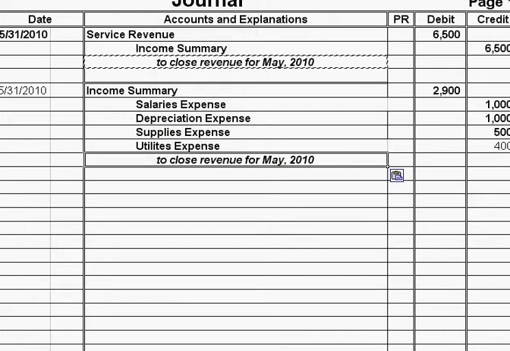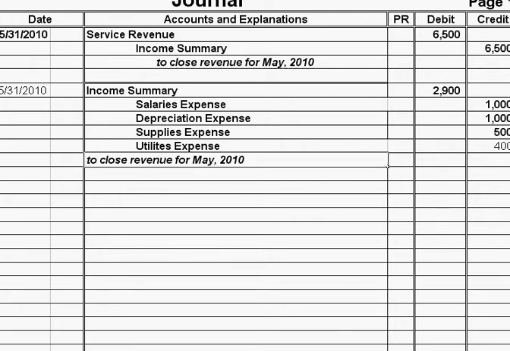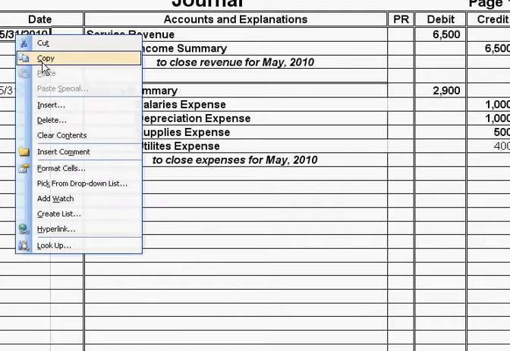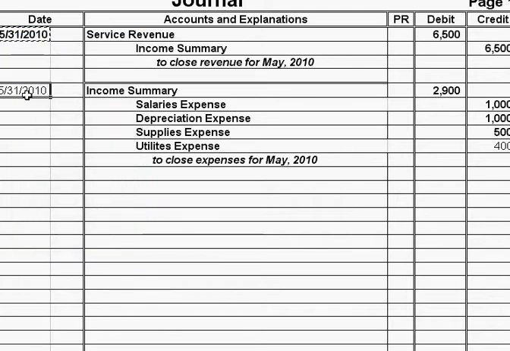Close our expenses for May 2010. Okay, so that's our first two closing entries.